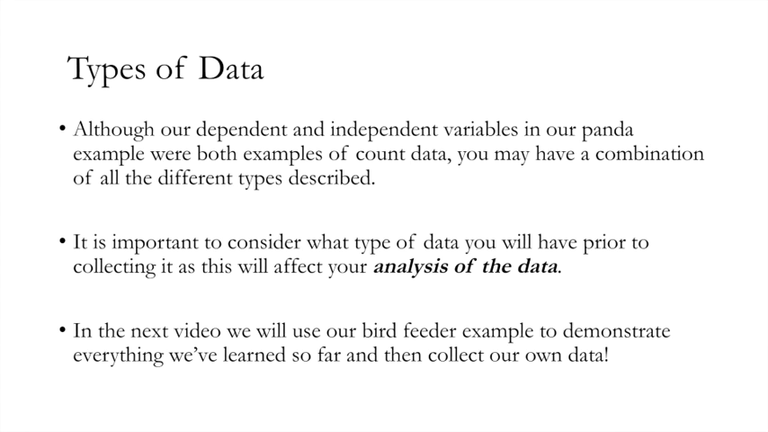Although our dependent and independent variables in our panda example were both examples of count data, you could have a combination of the two. Okay, you don't have to have count data for your independent and dependent variable. You could have categorical and count, categorical and continuous, and it's important to consider what type of data you have prior to collecting it. So if you know it's going to be count or continuous, and you know you're going to have a few categories, put all that down in writing and maybe run through some hypothetical scenarios, and we call that using dummy data.